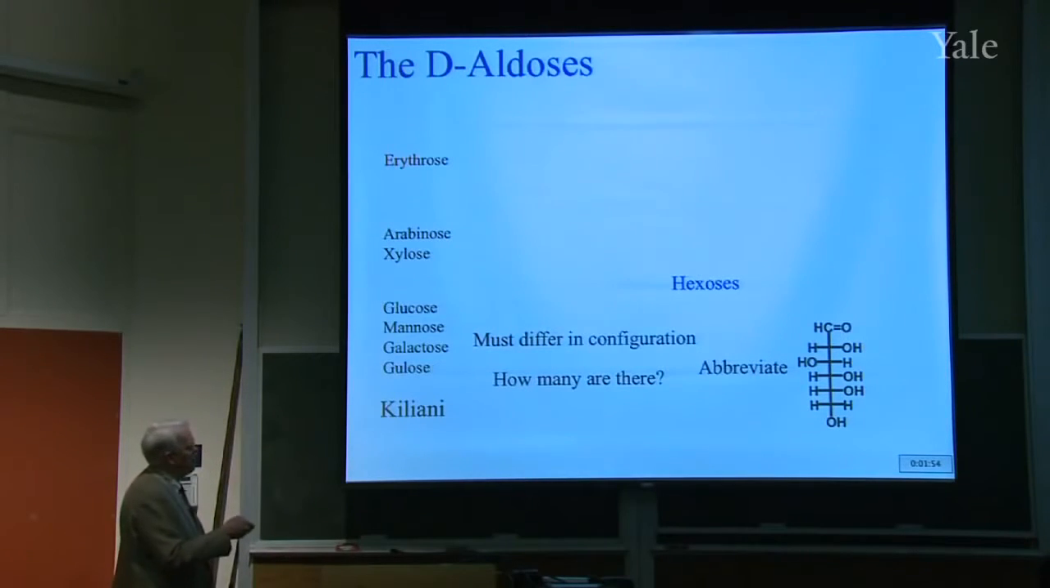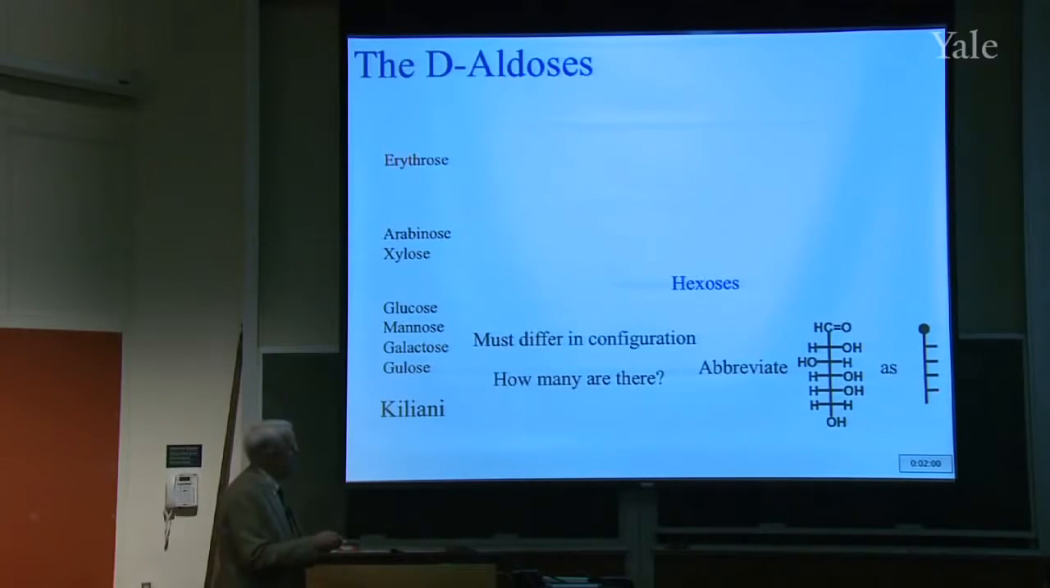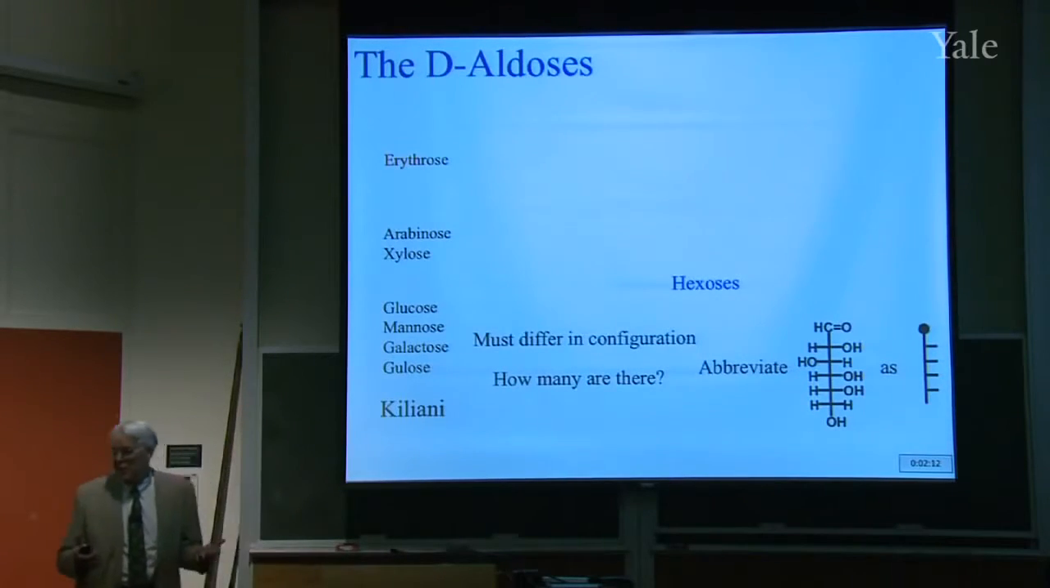Okay, but instead, we could abbreviate that Fischer projection by writing it that way. Whoops, I wrote it wrong here. These lines show which way the OH points. So it's OH, the bottom you don't care, it's not chiral. The next one, the OH to the right, OH to the right, that one should be OH to the left, OH to the right. So the code is clear.